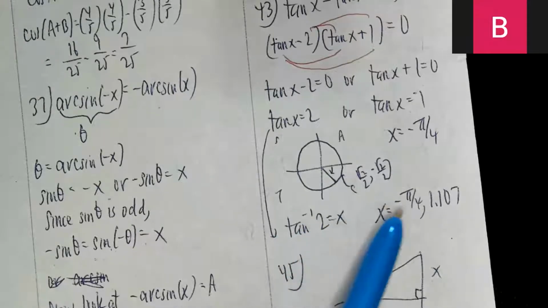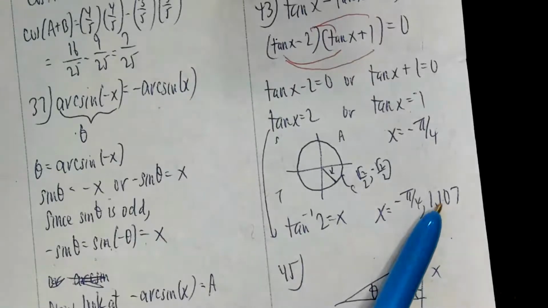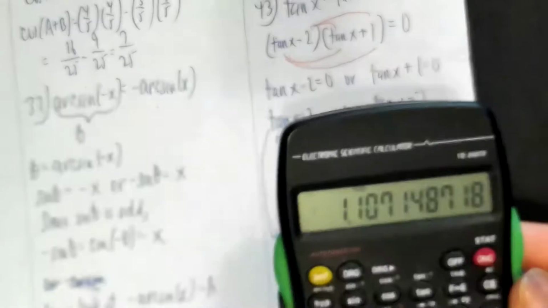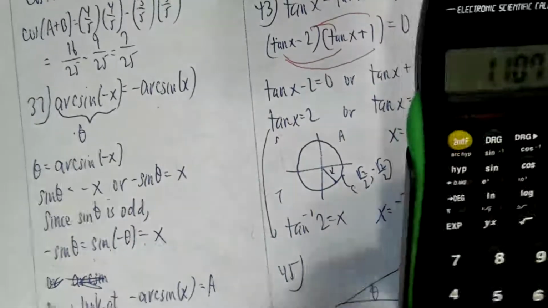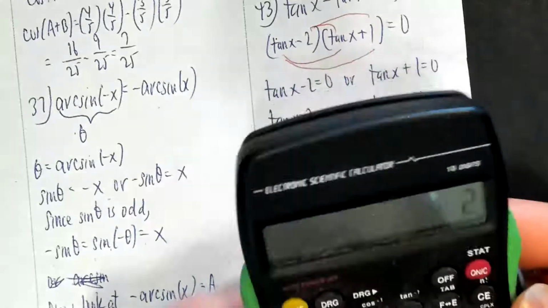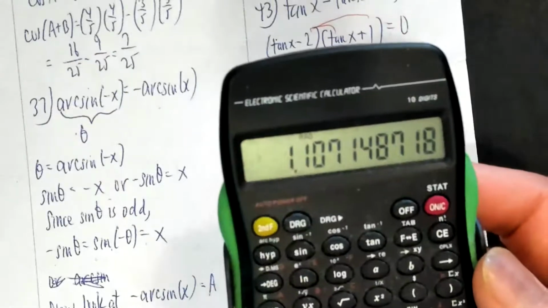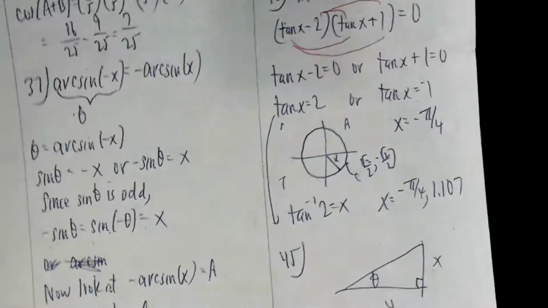So you just punch that in your calculator. I got about 1.107 radians. You're in radian mode. Let me see if I can show that to you. Switch my mode to radians, inverse tangent. Yeah, 1.107 radians. So I did inverse tangent of 2, so I hit 2, then second function, inverse tangent, which is way up here for me. 1.107 roughly. So that's that.